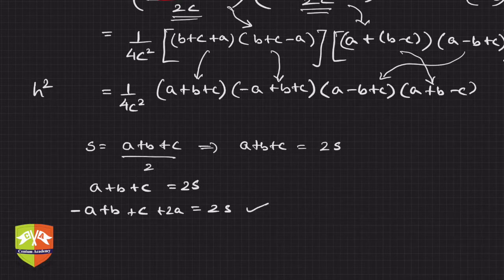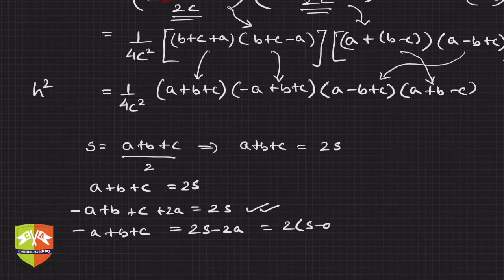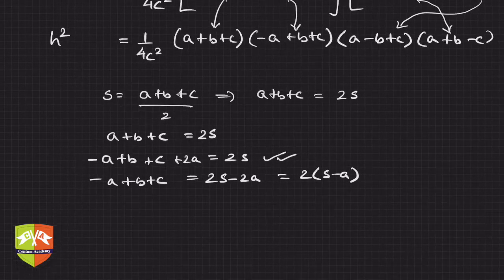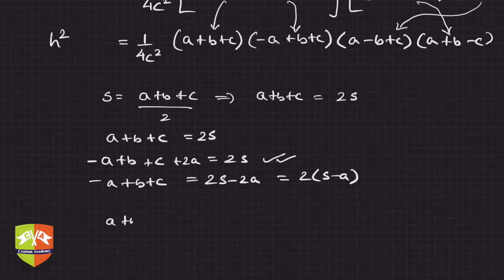Look carefully. If you don't understand, pause it and understand it once again. So can I not say minus A plus B plus C is 2s minus 2A, which is 2s minus A, right? Similarly, again, A plus B plus C is 2s. So hence, can I not say A minus B plus C plus 2B is equal to 2s?